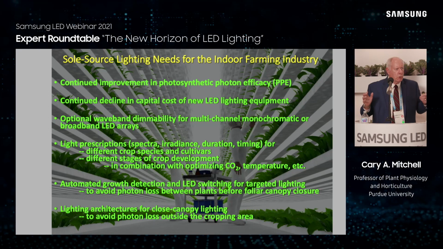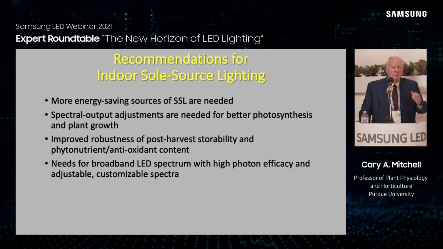All kinds of things you can do with light distribution, not just with spectrum, but we will not be losing photons out of cropping areas, and we'll be recapturing photons that are lost due to angular beam spread. So lighting architecture will also become important. And finally, these recommendations, and they all seem to point toward broad spectrum or full spectrum lighting with potential for spectral selection and dimming in the future.